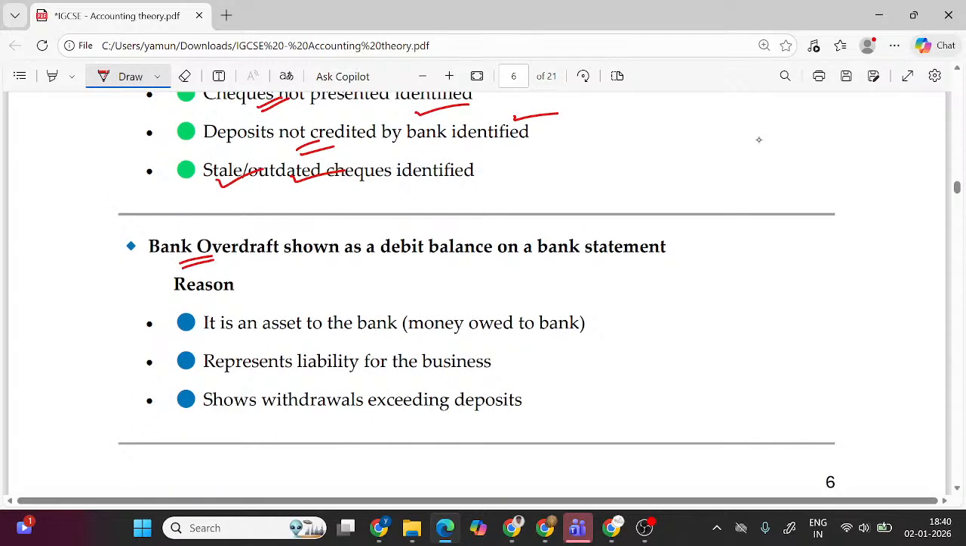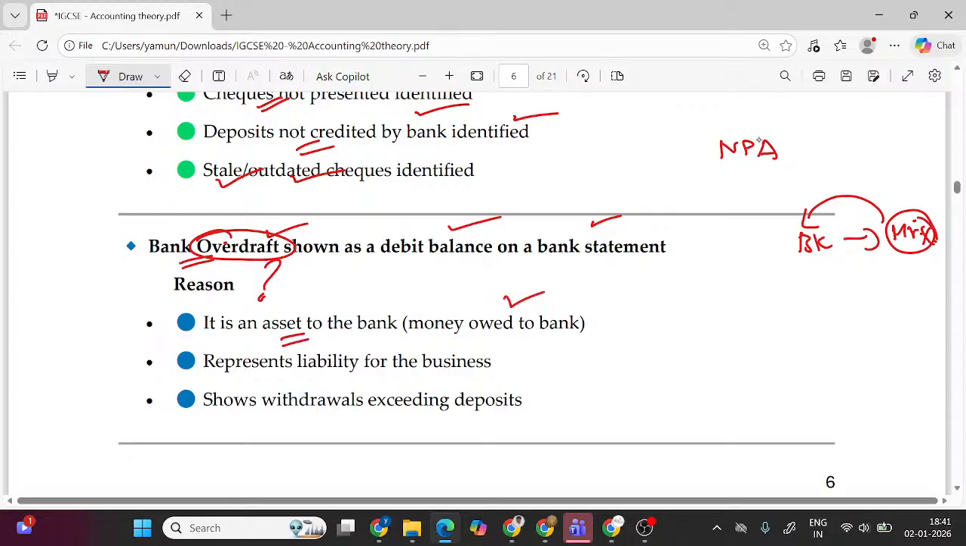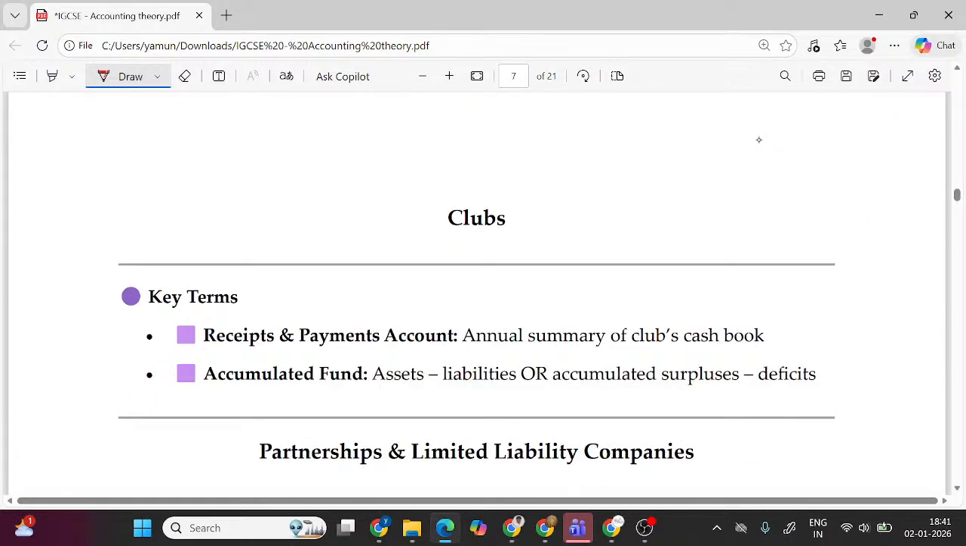We'll go for bank OD. It is shown as debit balance on a bank statement. Why? The reason is, when we talk about the non-performing asset, we give a loan to the outsider. Bank is not we, sorry. Bank is giving a loan to Mr. X, which means what? Mr. X will be repaying the loan, which is an asset. The same way the OD is also an asset. It is an asset to the bank, so money is owed to bank. It represents liability for the business and shows withdrawals exceeding the deposits.